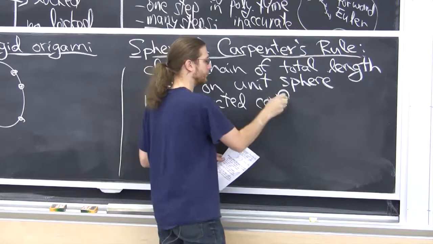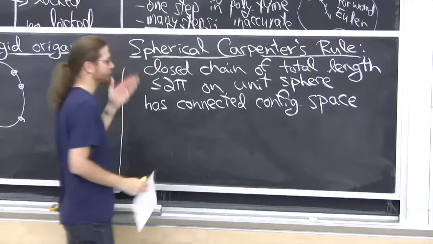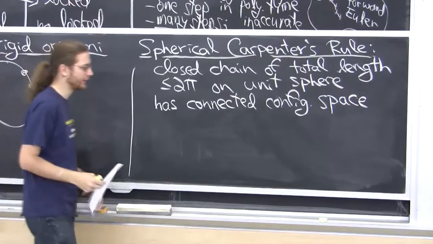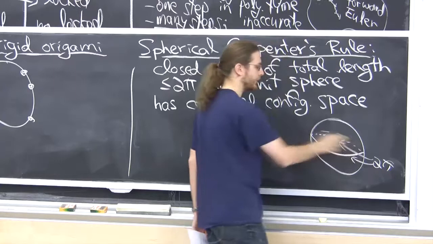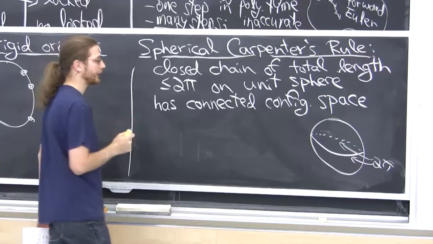So in the plane, a closed chain always had a connected configuration space. On the sphere, you need that the chain is not too long, because there's only a bounded amount of room on the sphere. The equator has total length 2 pi. The perimeter of the equator for a unit sphere is 2 pi. So we're just canonically making it a unit sphere. And 2 pi really corresponds to this situation, which is 360 degrees. That's how much total length we have. So it just fits on the equator.